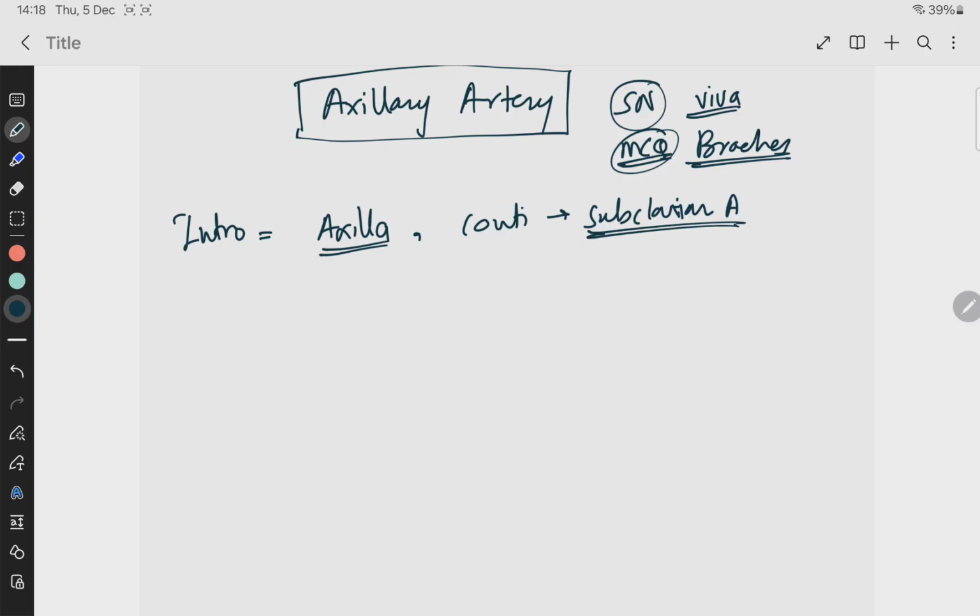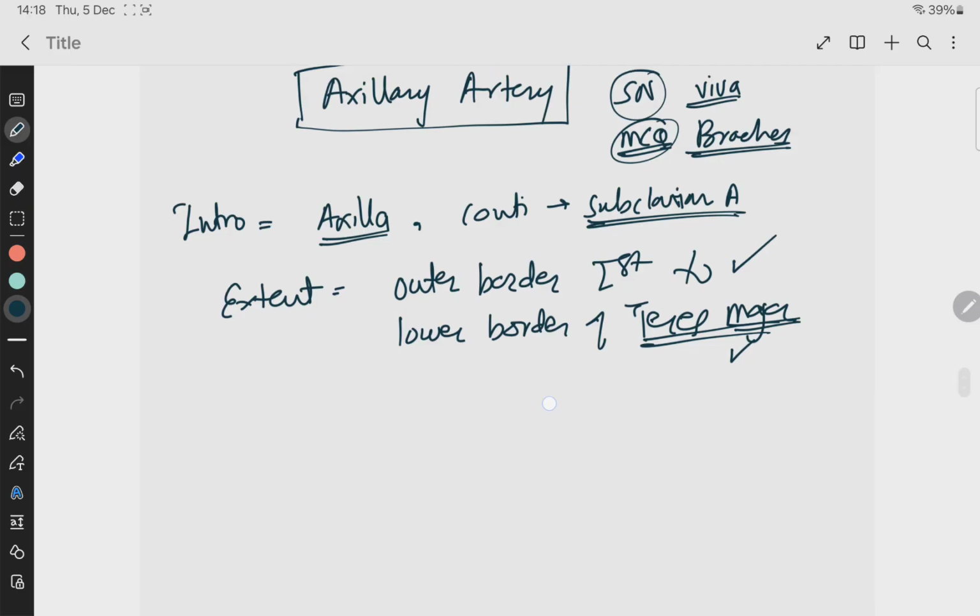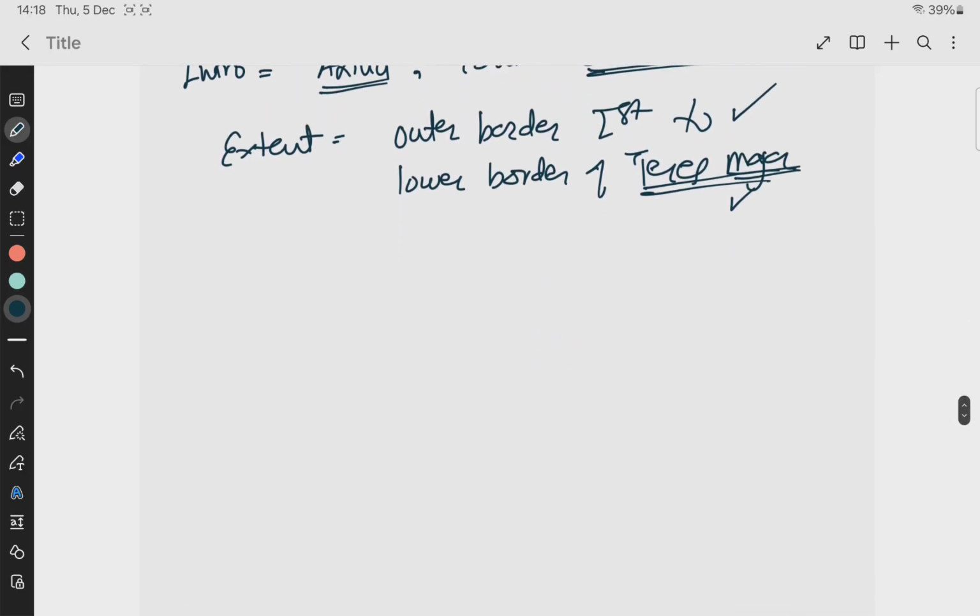That is axillary artery. It is the main artery which supplies the upper limb. What is its extent? It extends from the outer border of the first rib to the lower border of teres major muscle. So that is the extension. Then we have to draw the diagram.